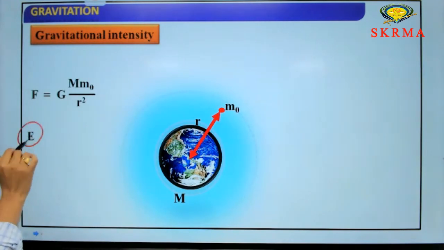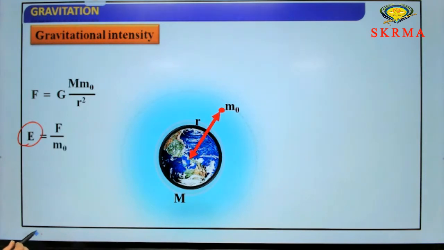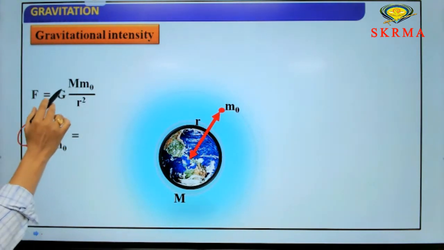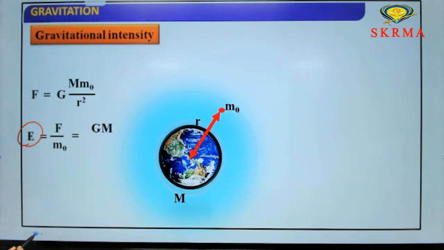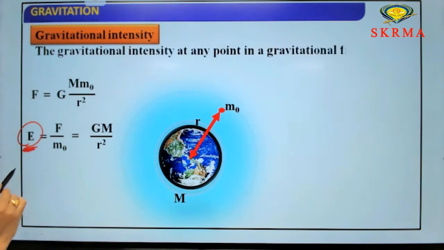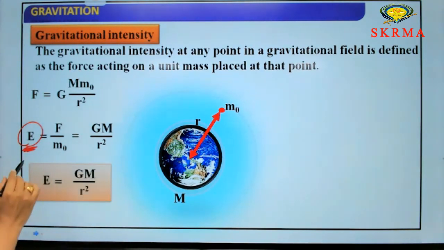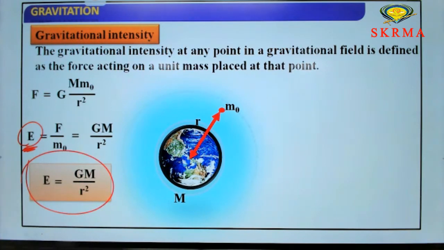The intensity E is equal to the force per unit mass, that is F by m0, the force acting on that mass. So F by m0 is how much from this equation? If you move m0 to the left, the remaining equation on the right is GM by r square only. This is the equation for intensity. Gm by r square is the equation for the gravitational intensity.